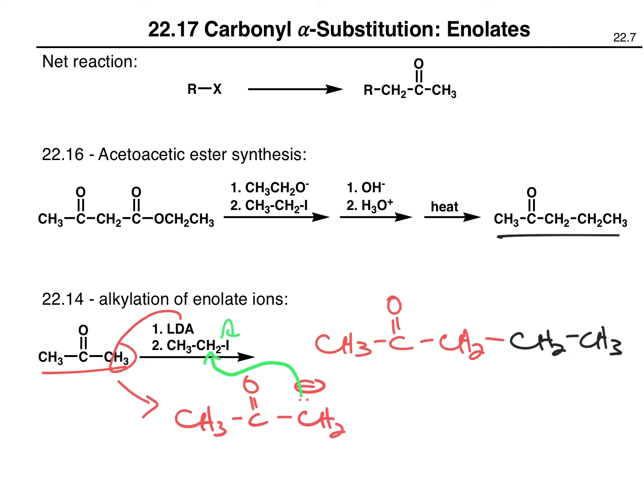So why would we carry out a reaction that takes 3 steps when we could carry out a one-step reaction? Well, in this particular case, maybe we wouldn't do that, right? This might be the better way to go. But there are some problems when it comes to direct alkylation of enolate ions.